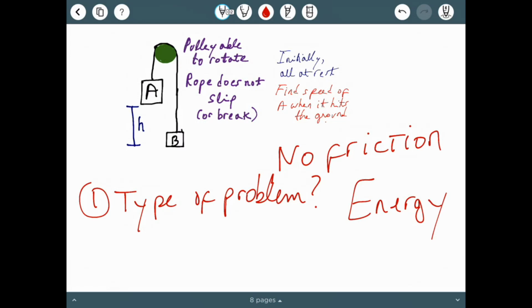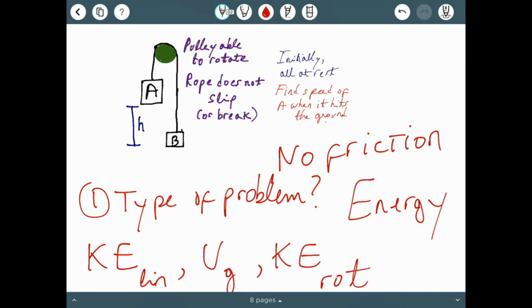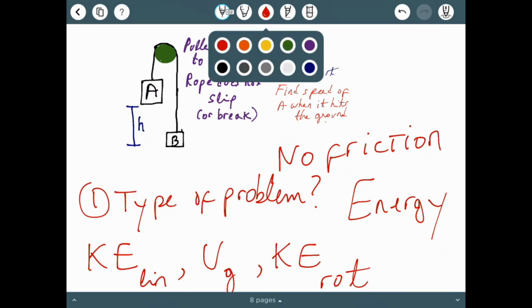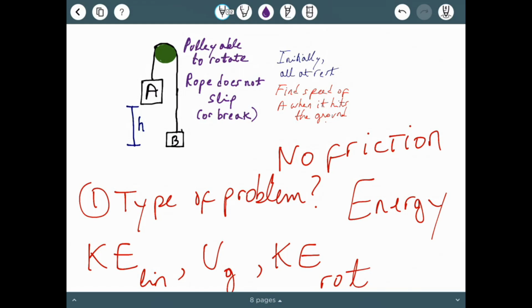The caveat is you need to recognize that there are three types of energy in this problem. There is the kinetic energy from the center of mass moving, and we call that linear kinetic energy. There is gravitational potential energy, and the new thing you're introduced to in this chapter is rotational kinetic energy. Like every other energy problem, we're going to do some accounting. We'll write down the initial energies and the final energies.